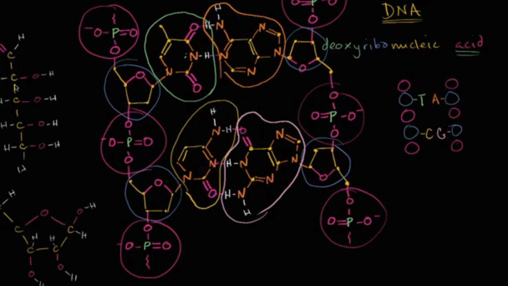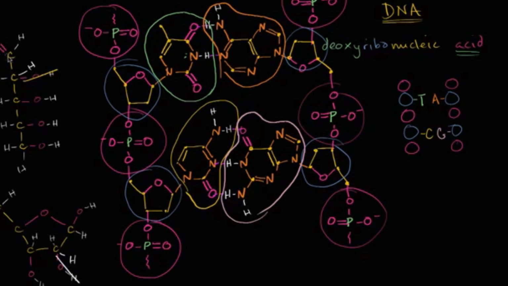So these are both ribose. We saw that in the molecular structure of DNA videos. When we're talking about DNA, we're talking about deoxyribose. Instead of having a hydroxyl group on the number 2 carbon, it just has a hydrogen.